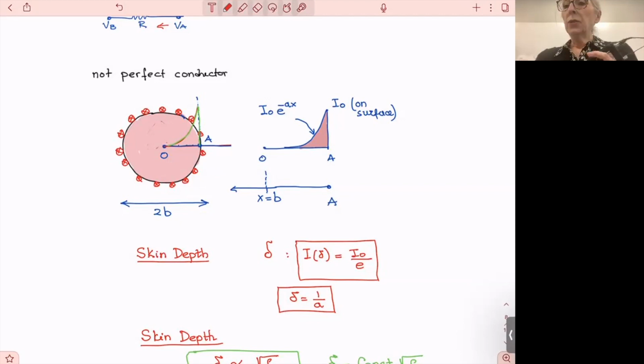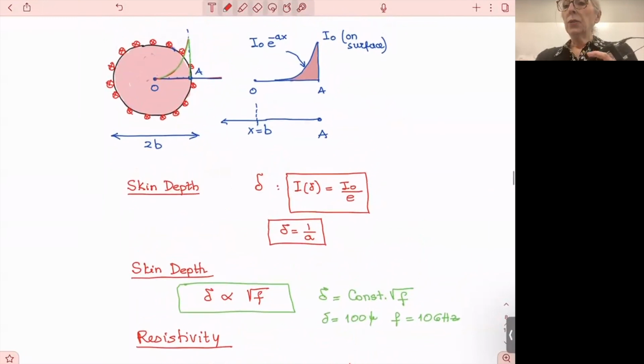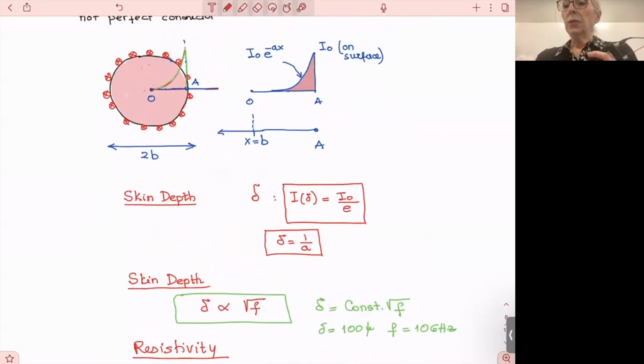And as you're going to hear it, you define the skin depth as the depth where X becomes delta, where this alpha X becomes 1. So it becomes e to the minus 1. That's how we define the skin depth.